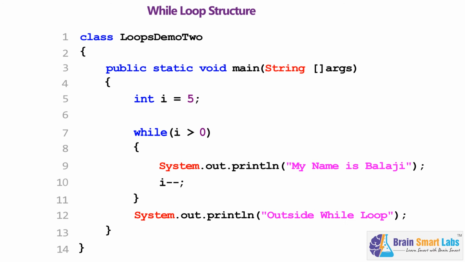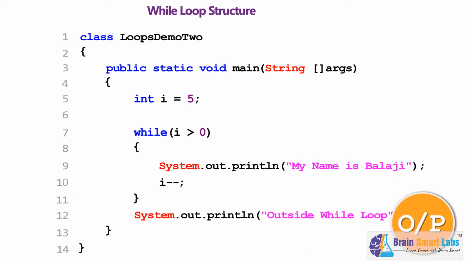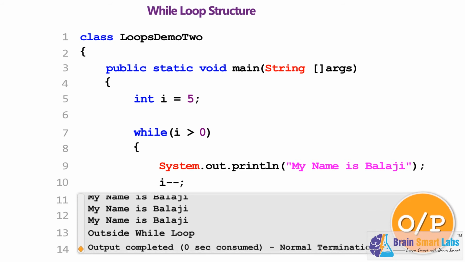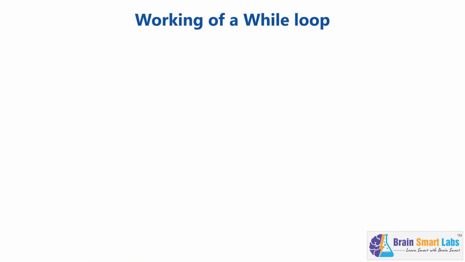The loop when inserted to our program compiles just fine as we press Ctrl 1. When this program is executed by pressing Ctrl 2, the looping statement would have executed "My name is Balaji" 5 times. The program control also would have executed our other statements as seen in the below output. Now it is the time to see the working of a while loop in Java. Working of a while loop.